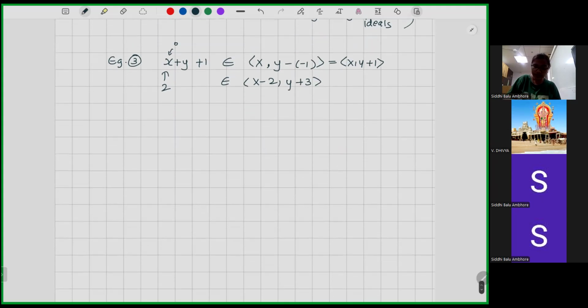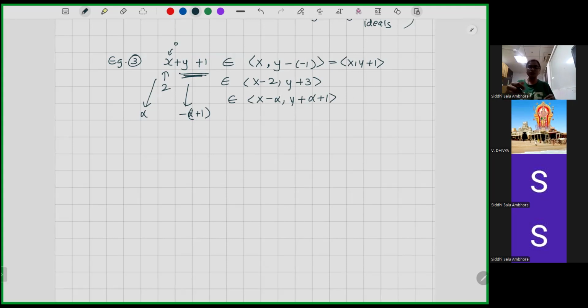So in general, whatever alpha I choose here, to make this polynomial 0, I have y minus alpha plus 1, which will give me 0. So in general, this (x minus alpha, y plus alpha plus 1) will contain this polynomial x plus y plus 1. So this is exactly what we will do in this case.